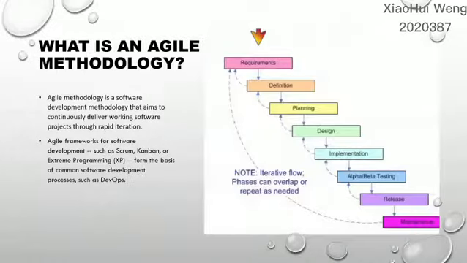As you can see, there are 8 phases in the project development: requirement definition, planning, design, implementation, testing, release, and maintenance. Further, each phase can be repeated as needed to complete this task.